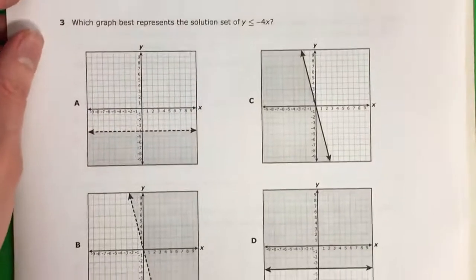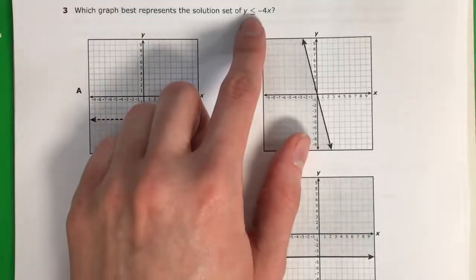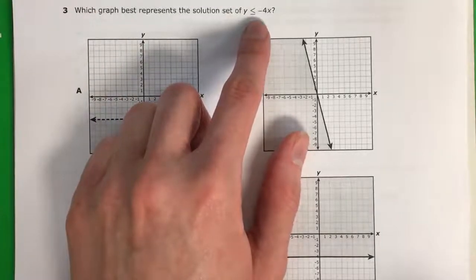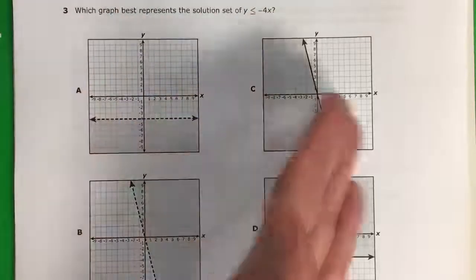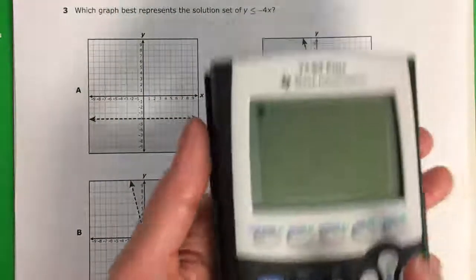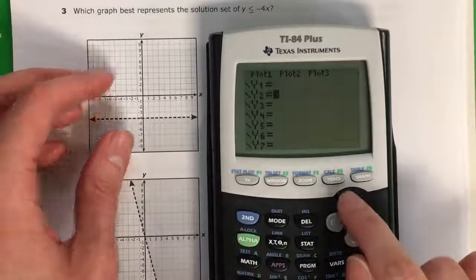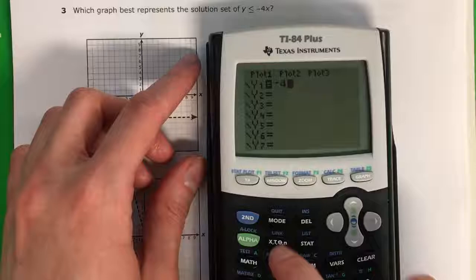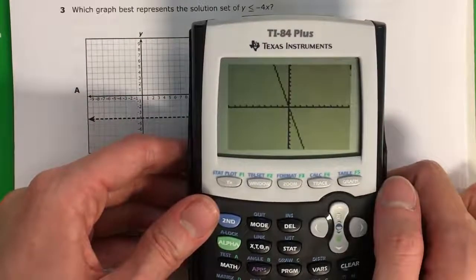Number 3. Which graph best represents the solution set of y is less than or equal to negative 4x? Well, let's go ahead and put it in the calculator and see which one gives us the correct shape. Okay, so we're going to put in the calculator. So y equals, clear, put negative 4x, and we're going to go to the graph and just kind of see a visual.